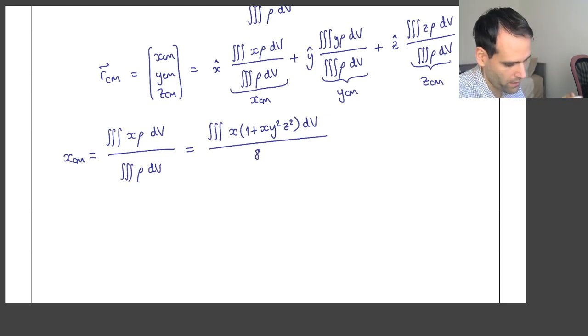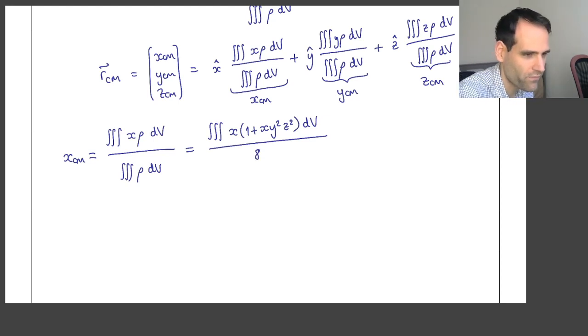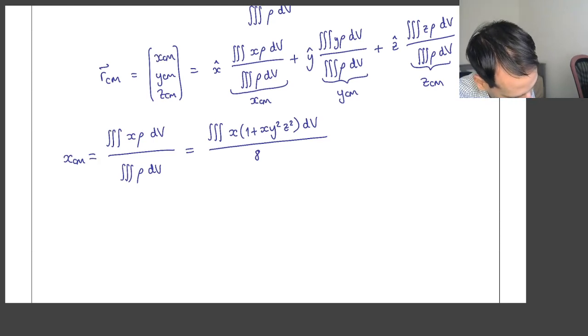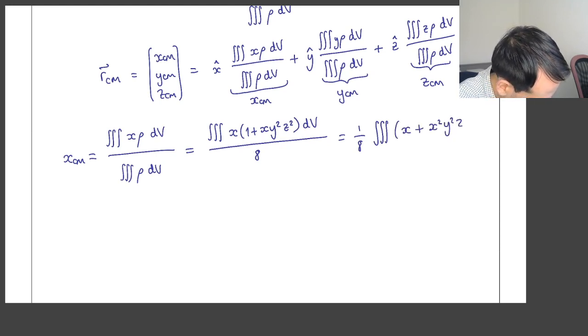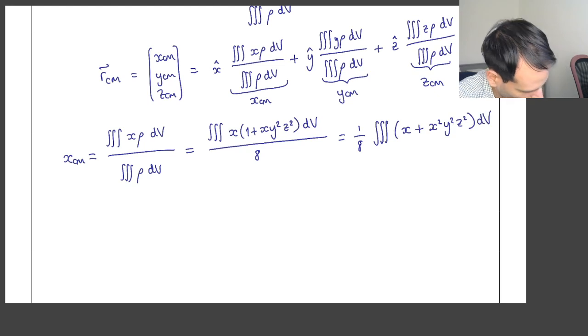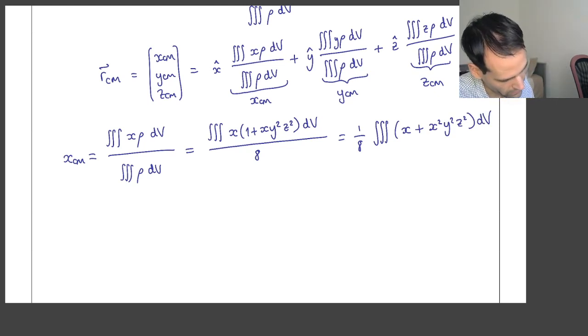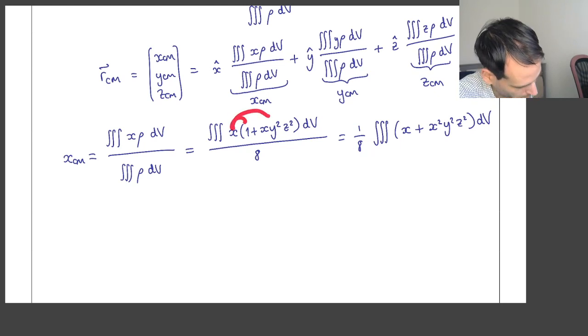Okay, so we can always keep a 1/8 at the beginning. Now what I'm going to do is expand this. So this is 1/8 triple integral of (x + x²y²z²) dV. I left the 1/8 outside and I just multiplied the brackets out.